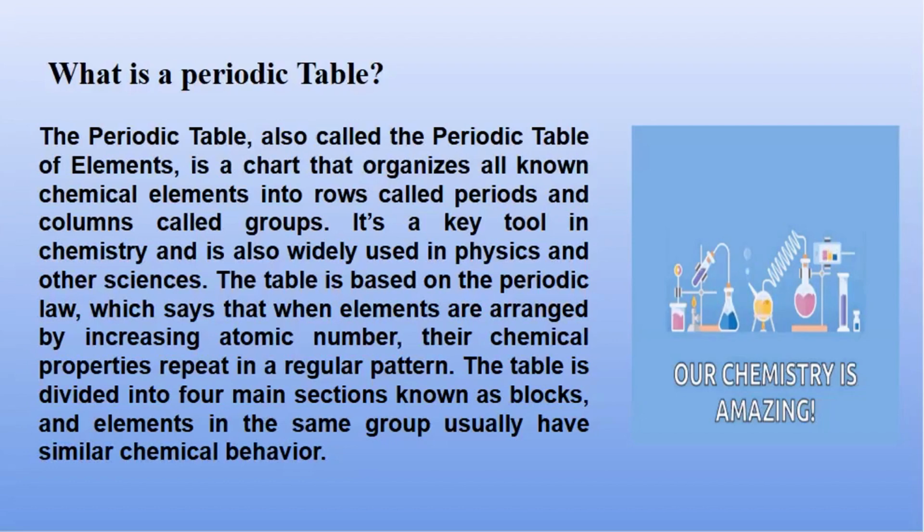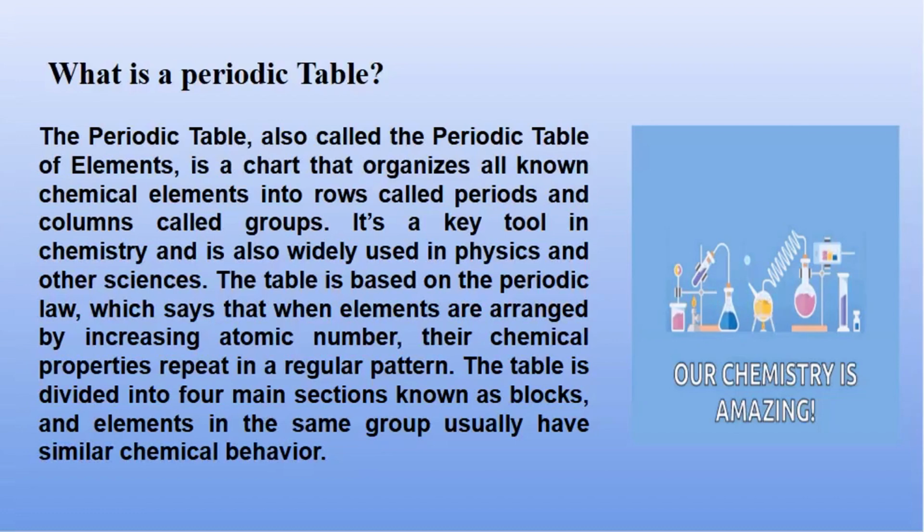And if you look closely, the table is divided into 4 main sections called blocks. These blocks tell us about the element's electronic configuration, or in simple terms, how electrons are arranged around the nucleus.